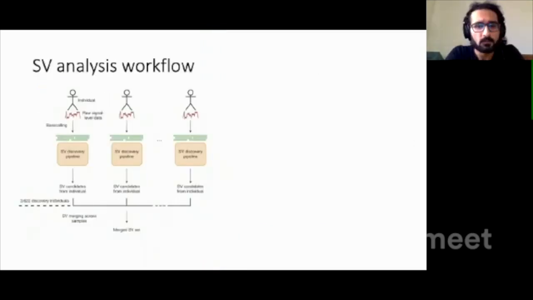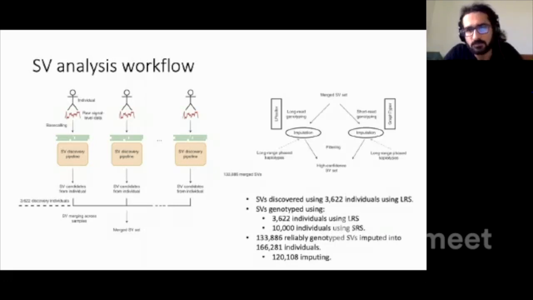The SV analysis workflow we use in our paper is, again, as the cartoon depicts, we have our individuals for which we generated raw signal level data, and then we use our base callers to generate sequences, basically FASTA files. We apply our SV discovery pipeline to every single individual, which I'm going to talk next. And once we have a set of SV candidates from every individual, we merge them using a cluster algorithm called CAST. And from the 3,622 discovered individuals, we've been able to get 133,886 reliably genotyped merged SVs.